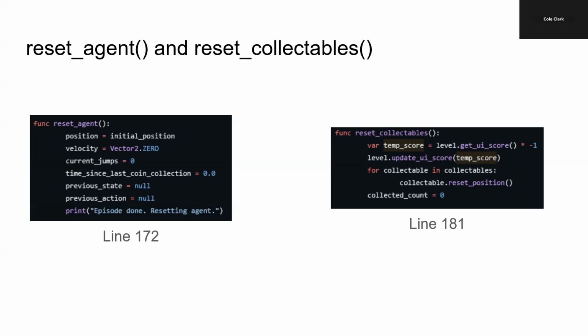The reset collectibles function on the right starts by subtracting the current score from itself to change the score to 0. Next, the function loops through all collectibles and resets them. Then the collected count is set to 0 to show that the agent hasn't collected a coin yet in this new episode.